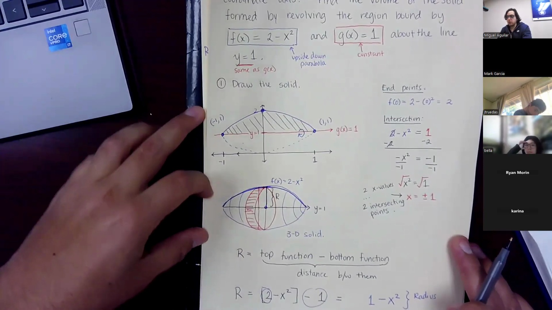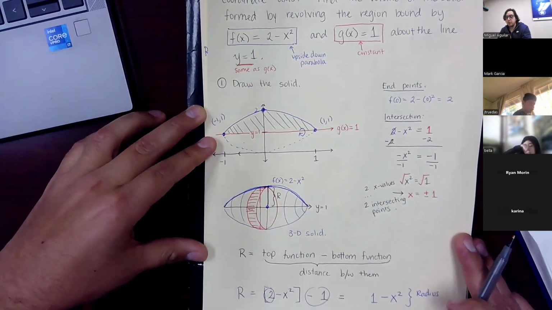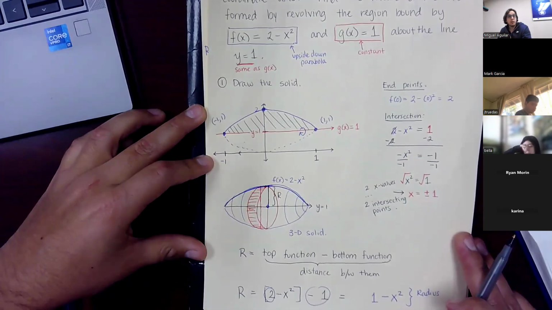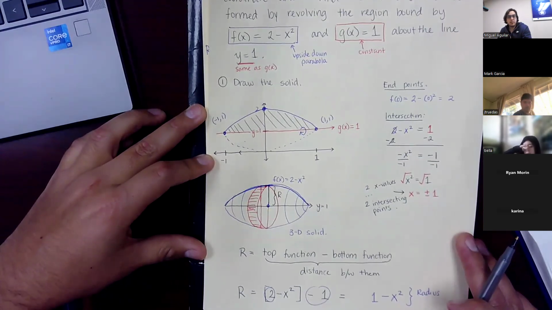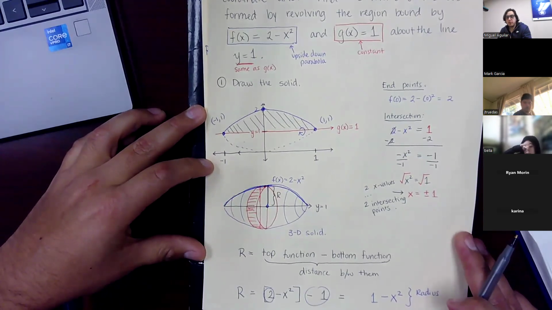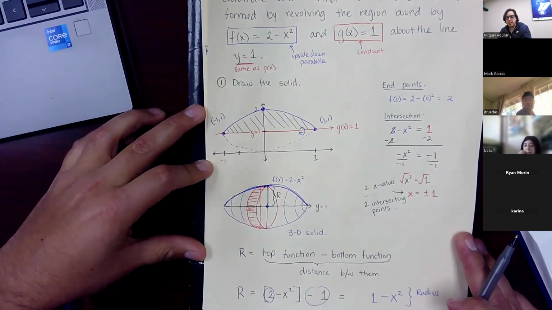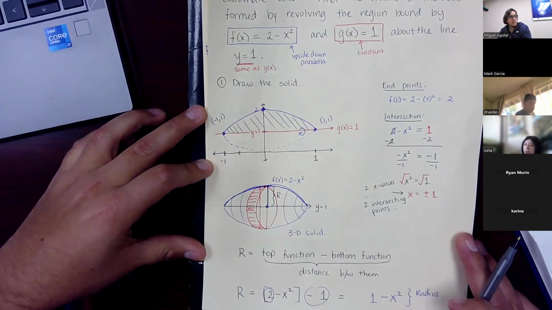What are the x values that represent the endpoints of this shape that we're trying to find the volume of? I see some answers in the chat. Okay, and that's exactly right.